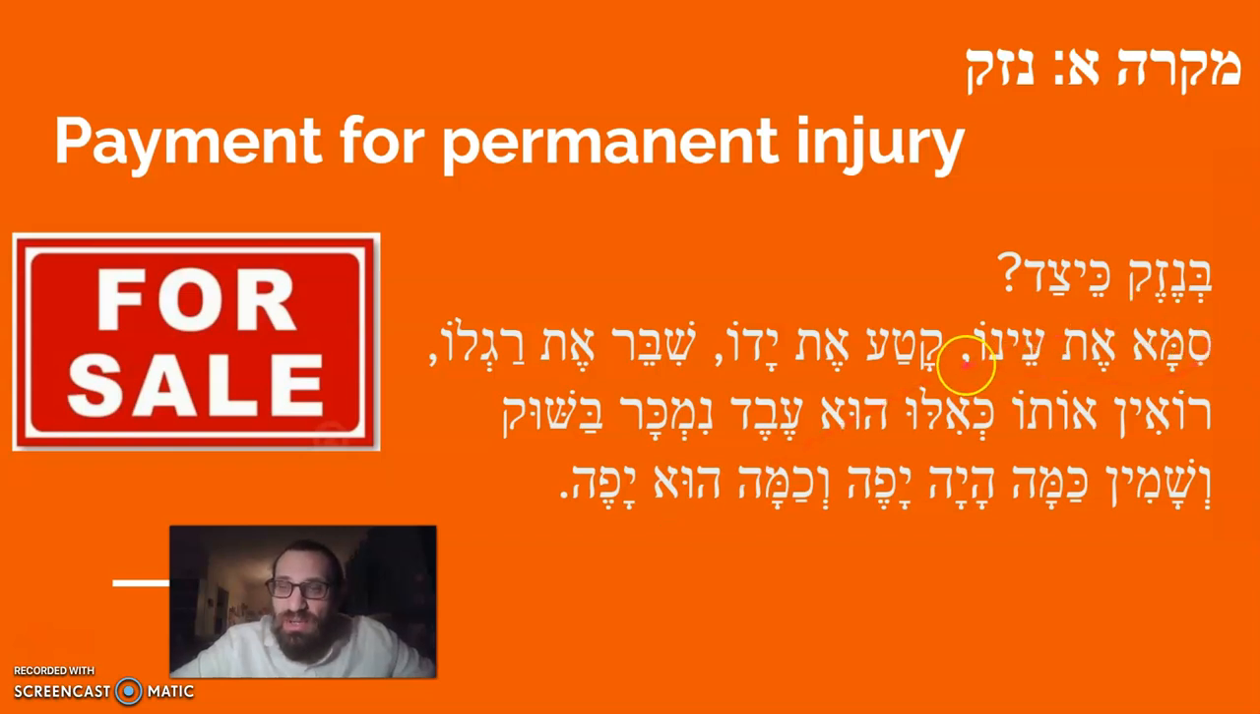Again, sima et eino, they blind his eye, keta et yado, shiba et raglo, those 3 cases are the nezek, what happened. Roimato ki'ilu hu eved nimkar b'shuch, we look at him as if they were an eved nimkar b'shuch, a slave sold in the market. V'shamim kama haya yafe, we calculate how much were they worth. V'kama hu yafe, how much are they worth? And we subtract those 2 numbers. That is the first of the 5 things. The nezek, how do we calculate that?